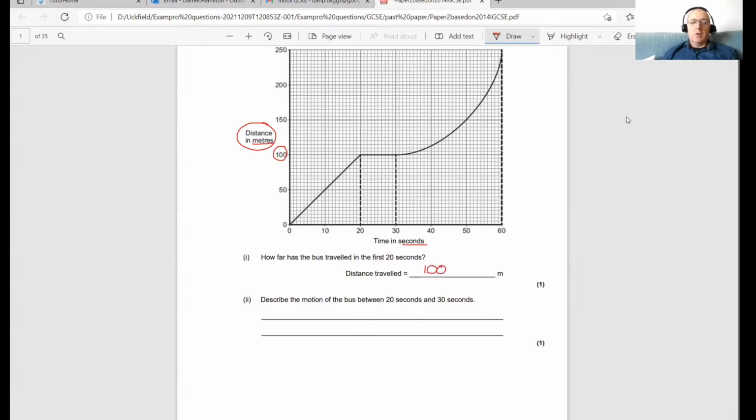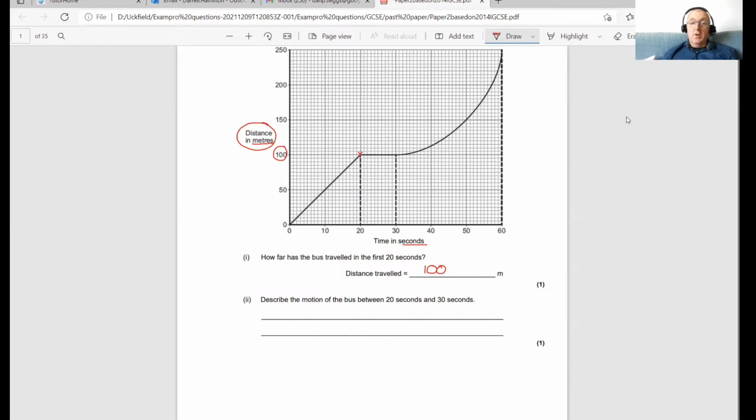Describe the motion of the bus between 20 and 30 seconds. There's 20, there's 30. And you can see between 20 and 30 seconds, the graph is horizontal. Now, with the distance-time graph, that means the distance isn't changing. But if we're not sure about that, we can look. At 20 seconds, the distance is 100 meters.